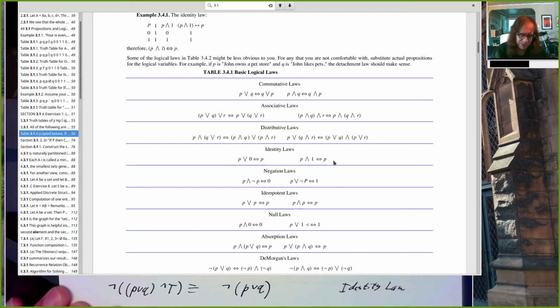So now we've shown that this is equivalent to that. So 0 is false, 1 is true, correct.